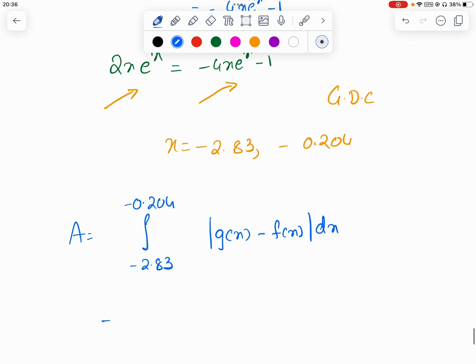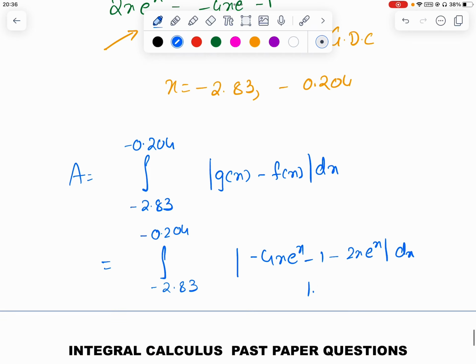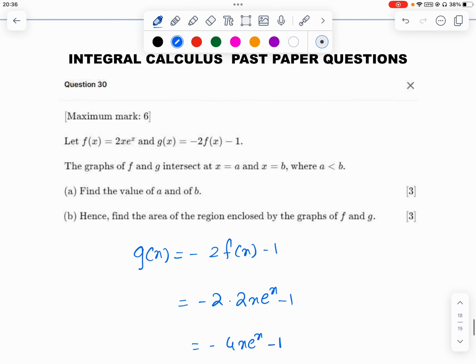You need to write these steps to get full marks. So how are you going to do that? Minus 4x e to the power x minus 1 minus 2x e to the power x, then dx. Use a GDC, and you should get the answer 1.91. That's the answer for question number 30.